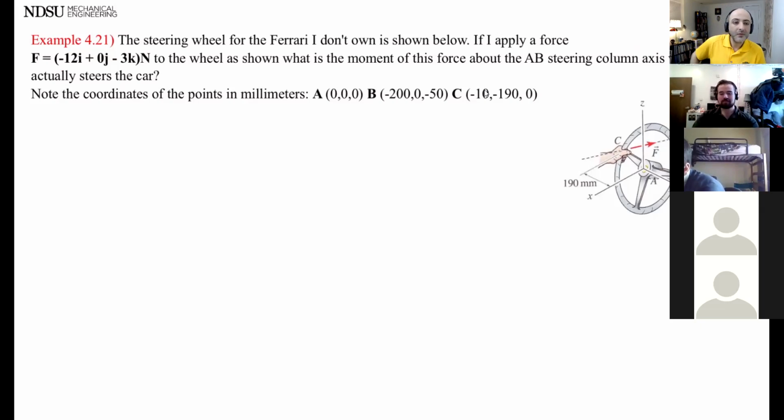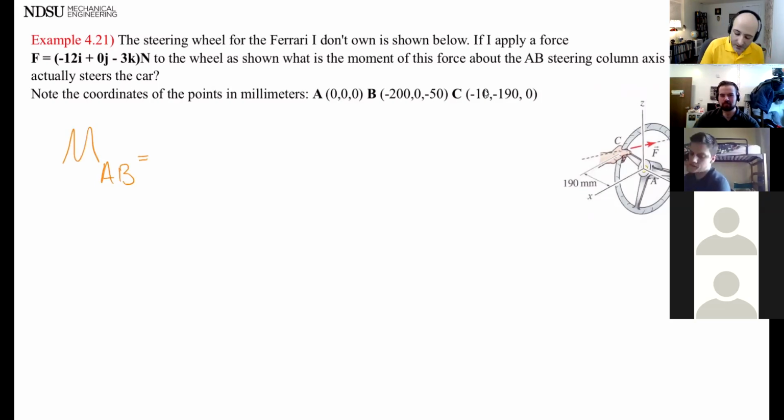No? All right. So the steering wheel of the Ferrari I don't own, maybe someday, is shown below. If I apply a force of this much to the wheel, as shown, what is the moment of this force about AB, which is a steering column axis, which actually steers the car? Okay, so let's read it again to make sure we understand. What is the moment of this force about AB, which is the steering column? So, moment about AB.